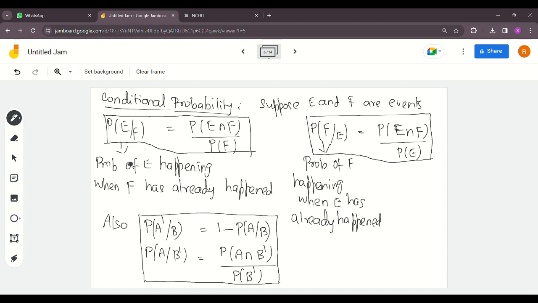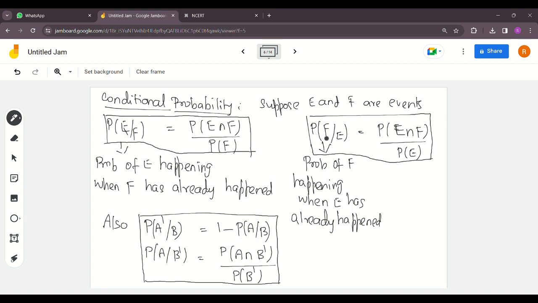P of E bar F is nothing but the probability of the event E happening when F has already occurred. Please note that. That is P of E bar F, which is nothing but P of E intersection F divided by P of F. So this is a formula.